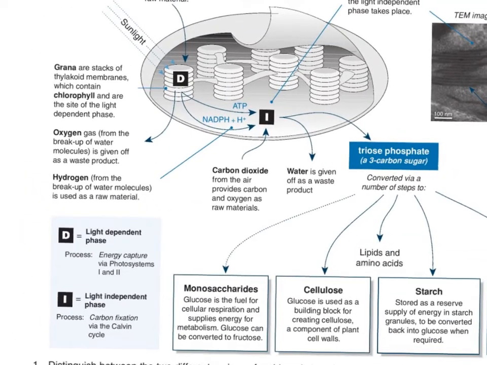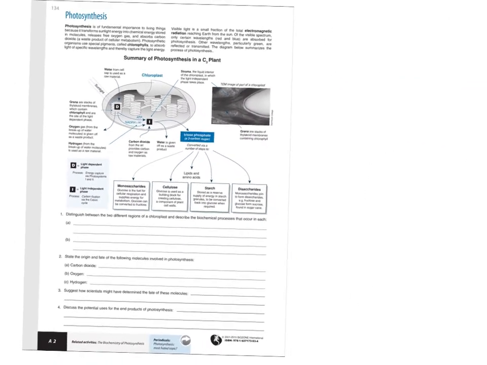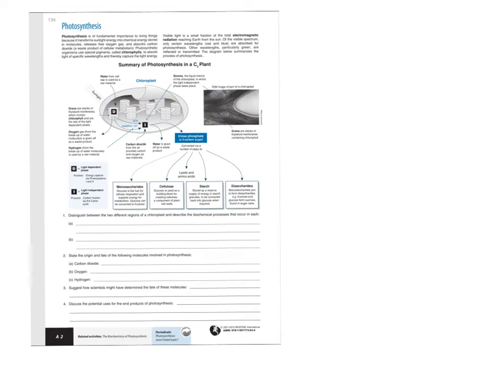So here's the light-dependent reactions labeled D, and light-independent reactions labeled I. These are the light reactions, and this is known as the Calvin cycle, or Calvin-Benson cycle, because those are the names of the guys that worked it out. You should be able to answer all these, right?